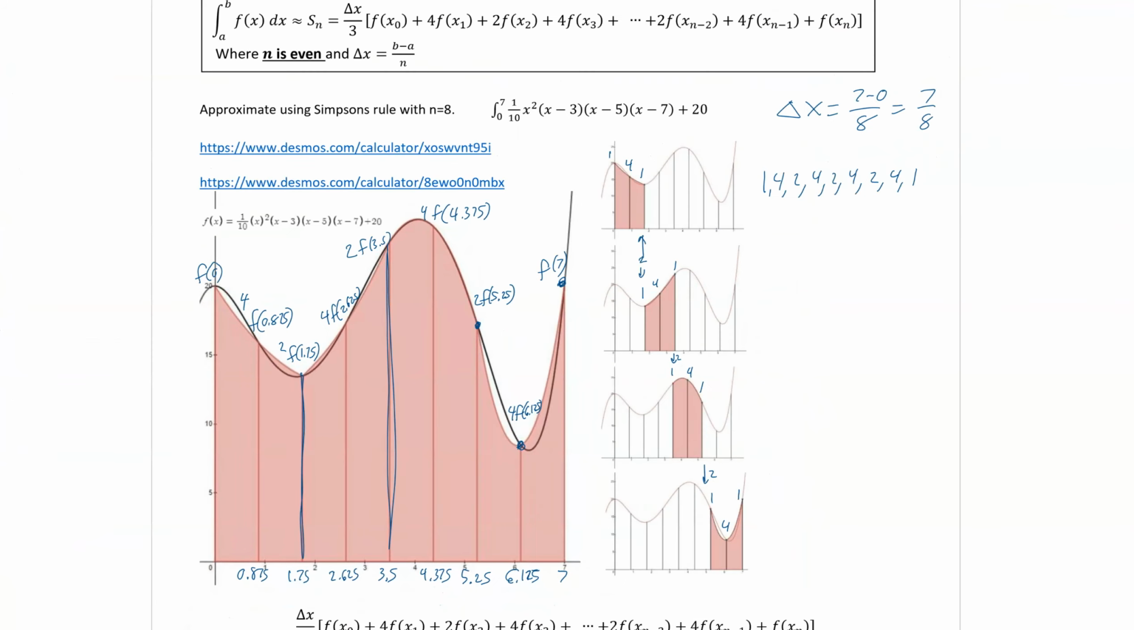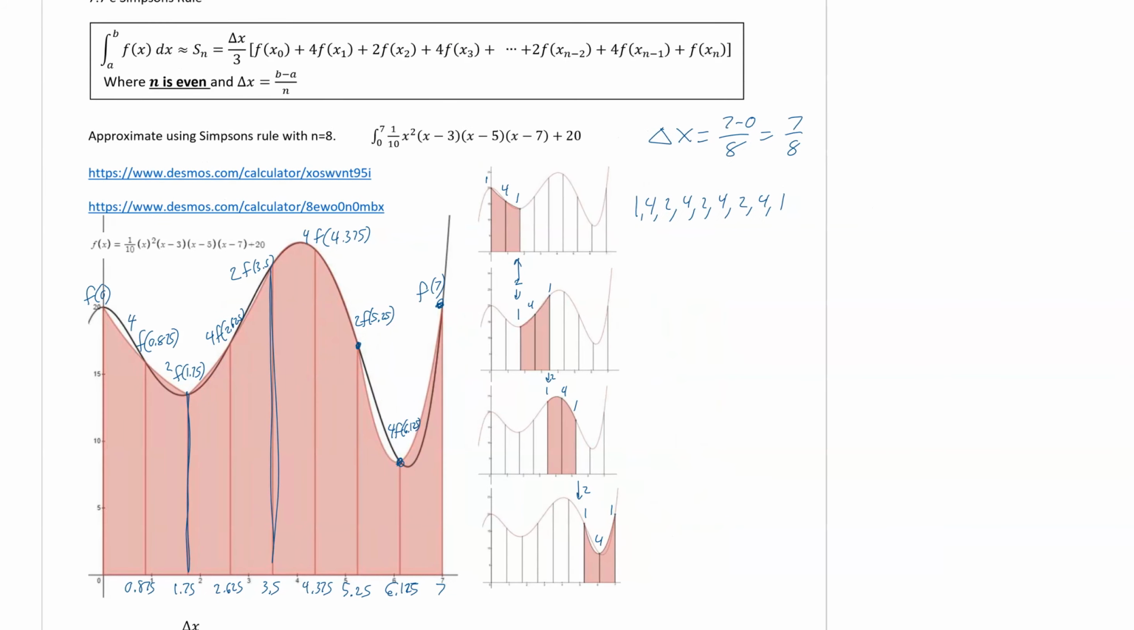Okay, so now that we know the pattern, we just now need to use our formula. So it's different here. It's not delta x over 2. It's delta x over 3. And again, there's math behind it to create this formula. We just wanted the pattern from it. So there's our delta x over 3. So we're going to take our 7 eighths, or our 0.875, and divide it by 3. And then we're going to go f of each of these. So it's going to be 1, 4, 2, 4, 2, 4, 2, 4, 1, all the way through.